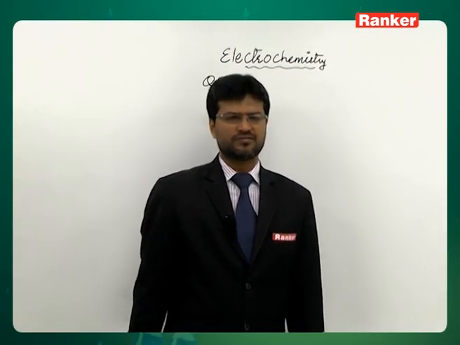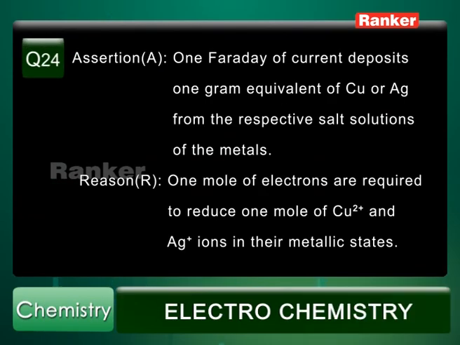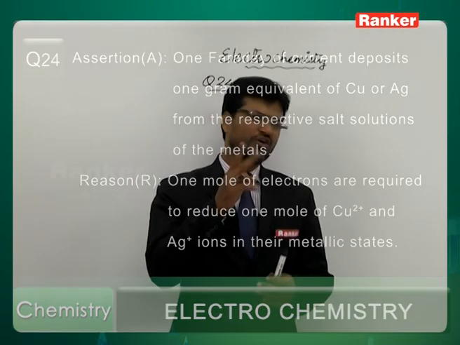Question number 24. Assertion: 1 Faraday of current deposits 1 gram equivalent of copper or silver from the respective salt solutions of the metals. This is a fact. 1 Faraday will give 1 gram equivalent of substance. Reason: 1 mole of electrons are required to reduce 1 mole of cupric and Ag plus ions in their metallic state. This is not true. Actually, cupric requires 2 moles of electrons.